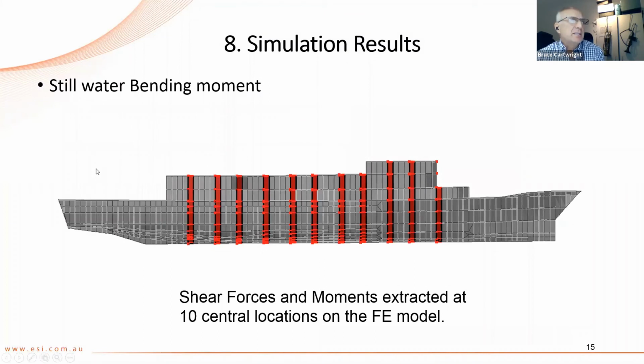So as far as extracting loads and forces out of the boat model, the FEA model, we define these 10 sections where we're going to get really detailed results out of the boat.